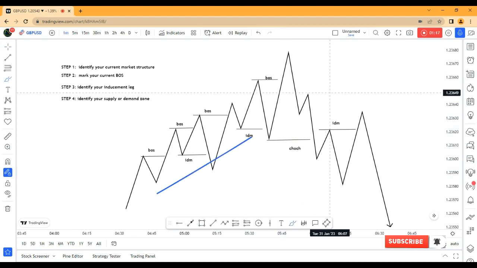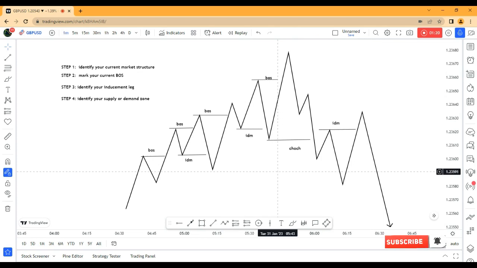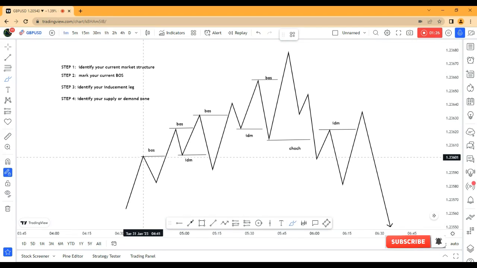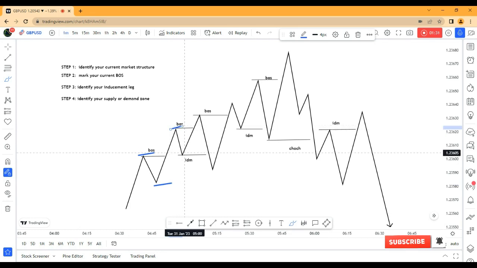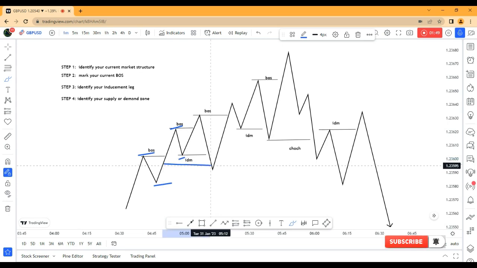When price was in an uptrend, price keeps on forming higher highs and higher lows. We all know that if price is moving to the upside, it forms higher highs, higher lows, higher highs, and higher lows. So anytime any higher low is violated, that means that price is to either change direction or sweep a liquidity before continuing the upside. As you can see at this particular point, price has violated this higher low and then swept a liquidity beneath here before pushing to the upside.